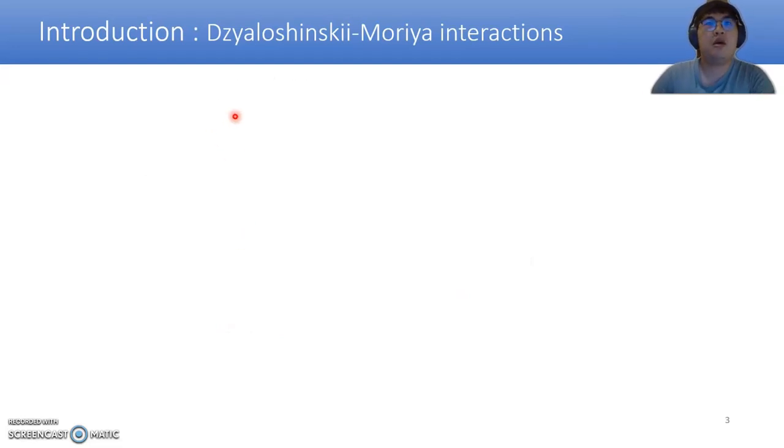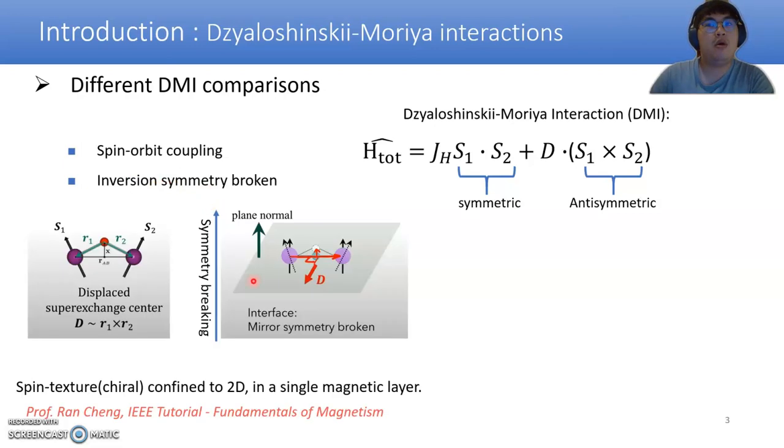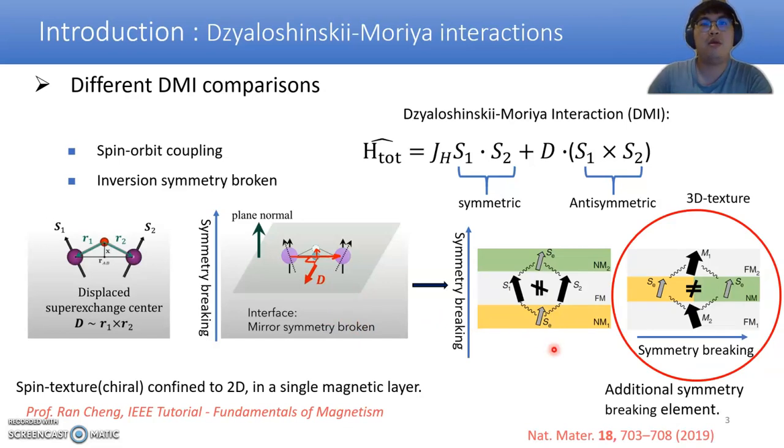So to start, DMI requires two factors. First is the strong spin-orbit coupling, and second, the existence of inversion symmetry breaking. One example is that interfacial DMI is often observed at magnetic multilayer thin film interfaces, for example at the Pt/Cobalt interface.